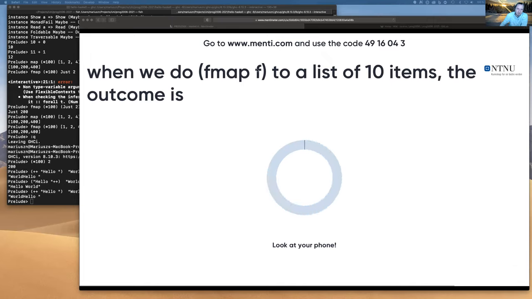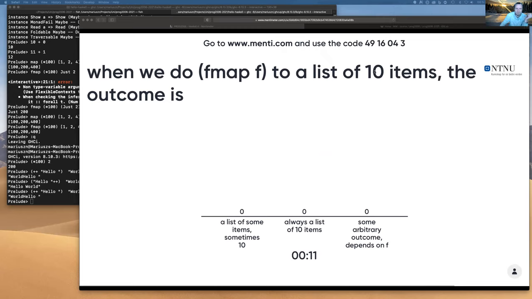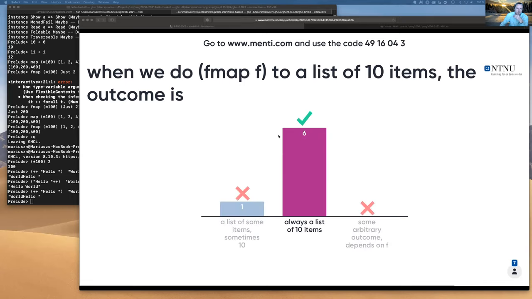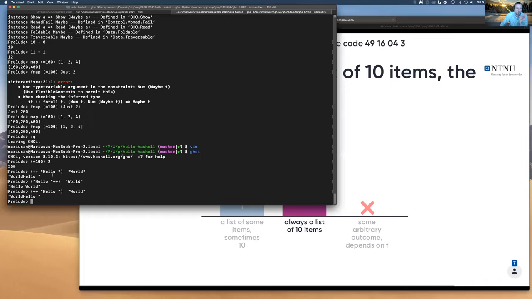So when I do fmap f on a list of 10 elements, what will I get back? That's right. So the point here is that I have this list of 10 elements, and I'm doing some map of F on that. But if I do this mapping, I always have to get a list of 10 items of some sort, right? It doesn't matter what F is. I'm always gonna get 10 items back. They can be strings, they can be numbers, they can be whatever type. It's a mapping between one type and another type.